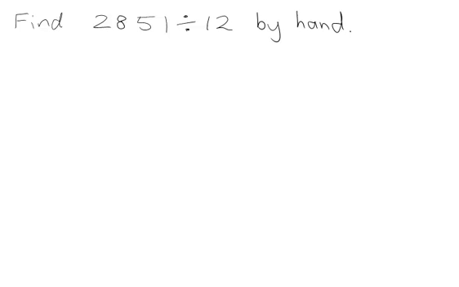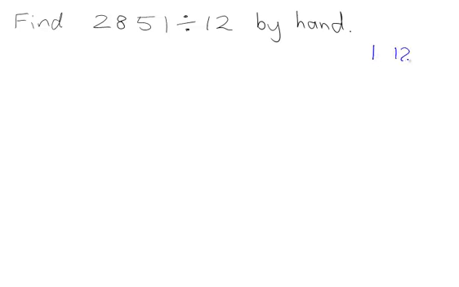2,851 divided by 12 by hand. Well, if I'm going to do that by hand, that means I'm going to have to do long division. And when you do long division, you have to think of it as how many 12s go into 2,851. So I'm going to need to know the multiples of 12 so I can figure out how many go into that number. So let me write them down the side, and that'll mean that I can refer to them later.